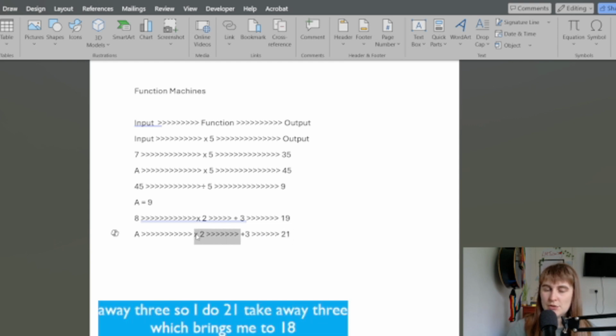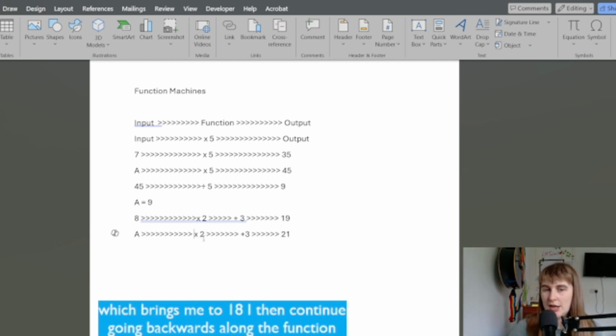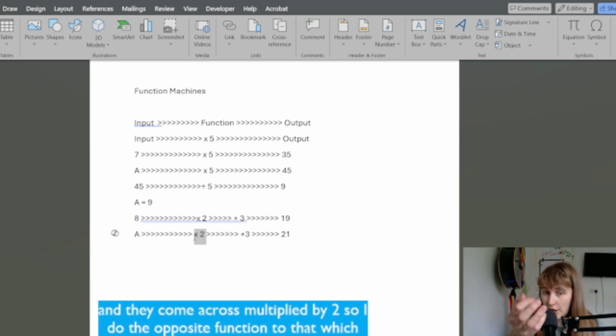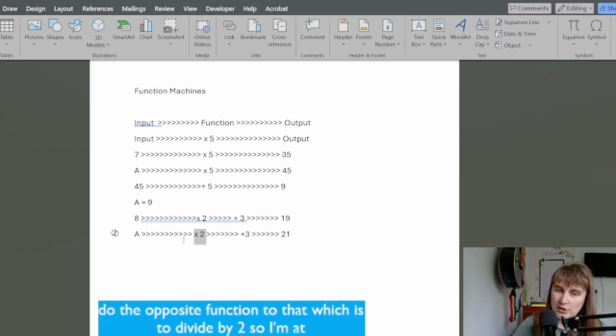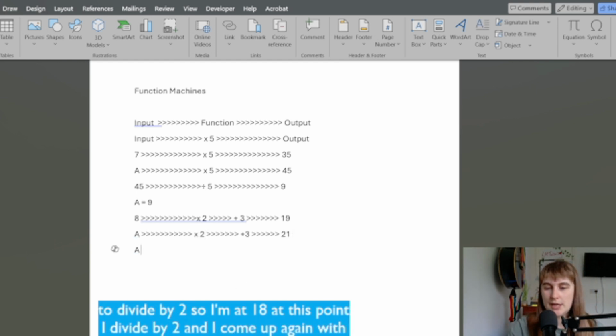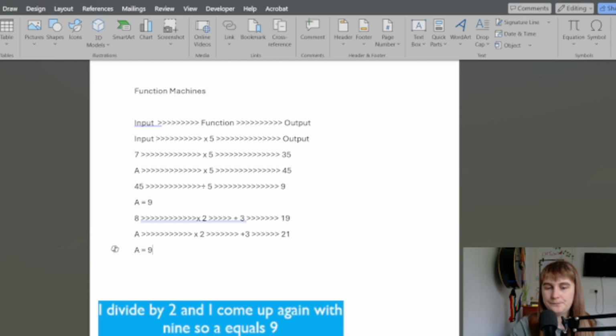I then continue going backwards along the function machine, and I come across multiplied by 2. So I do the opposite function to that, which is to divide by 2. So I'm at 18 at this point. I divide by 2, and I come up again with 9. So A equals 9 here.